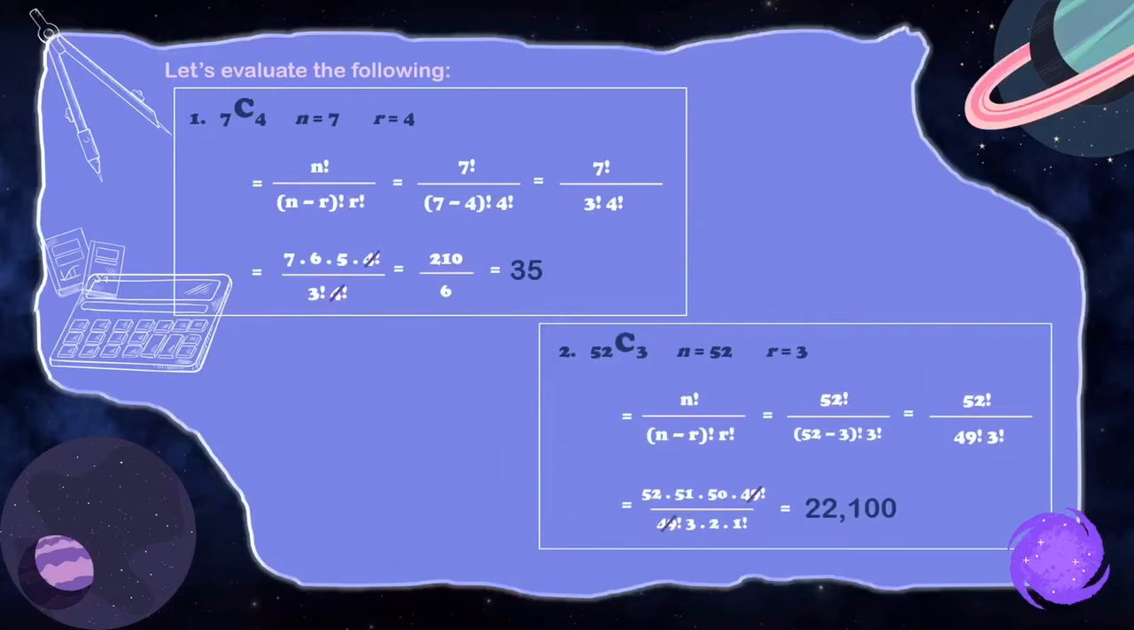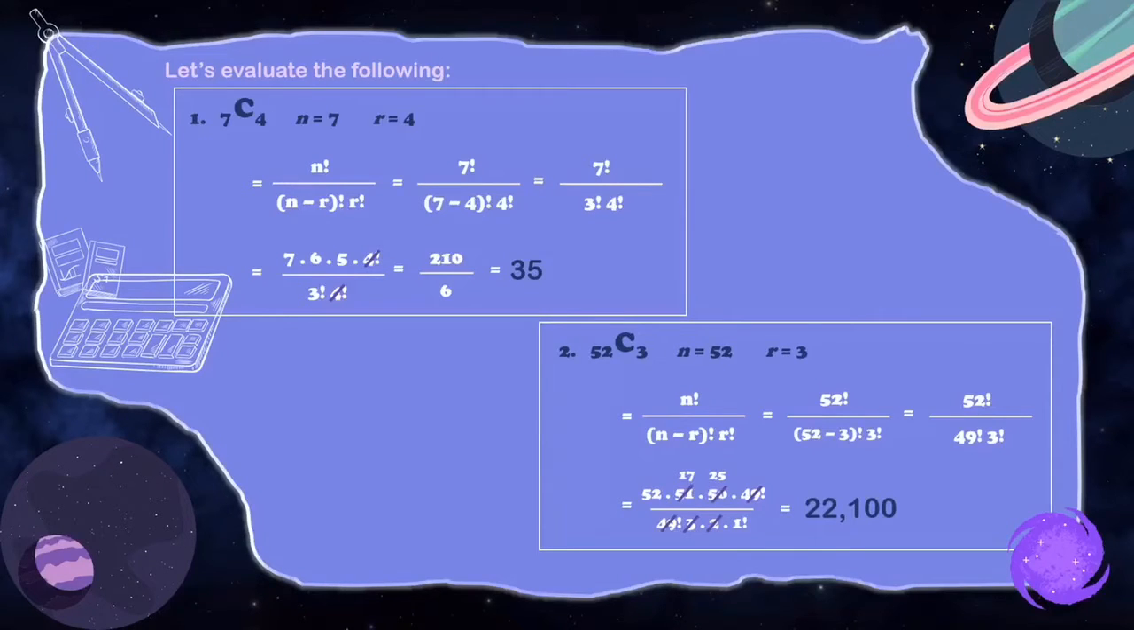Next, we will expand the 52 factorial. So 52 times 51 times 50 times 49 factorial. It ends in 49 factorial, so we can also cancel the 49 factorial at the bottom. We will also expand the 3 factorial, which is 3 times 2 times 1. By the cancellation method, we can cancel 50 and 2, so 50 divided by 2 is 25.